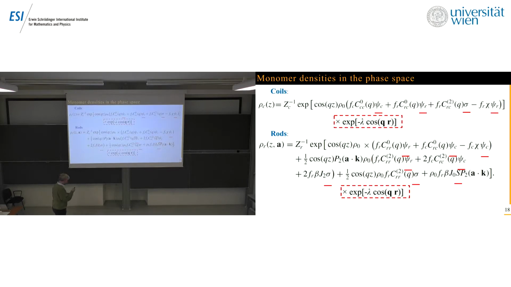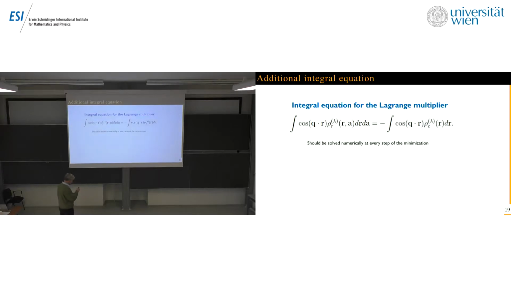Now if we take this into account, then we have these slightly corrected expressions for the densities of rod and coil monomers. There are additional factors which contain these terms with the Lagrange multipliers. And now these Lagrange multipliers must be determined numerically, because from now on, of course, it is impossible to do anything analytically with this. So one has to minimize this free energy numerically, taking into account this constraint.